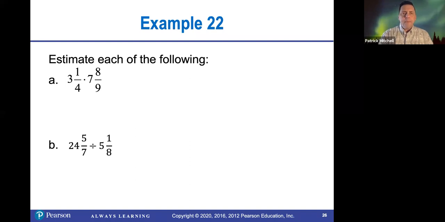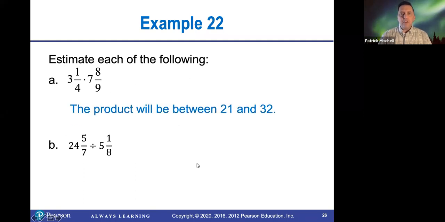So one way to do that is to say that the answer has to be bigger than 3 times 7, which is 21, and it has to be less than 4 times 8, which is 32. So it's somewhere between 21 and 32. If I was trying to come up with one single estimate, I would probably round 3 1/4 to 3 because it's closer to 3 than to 4. And I would round 7 8/9 to 8. My estimate would be 3 times 8, which is 24. But they just say it's between 21 and 32. And often that's good enough.